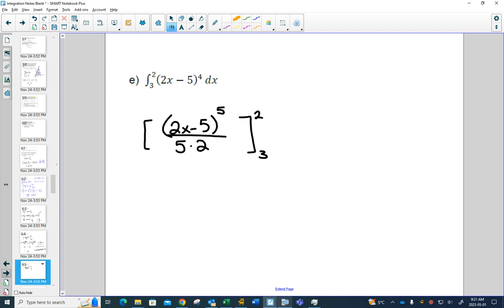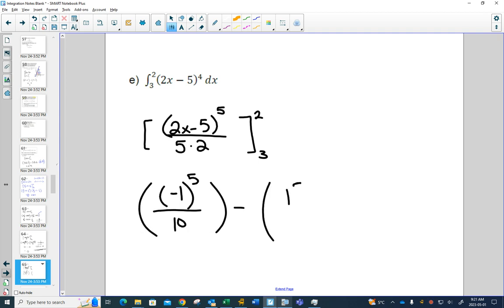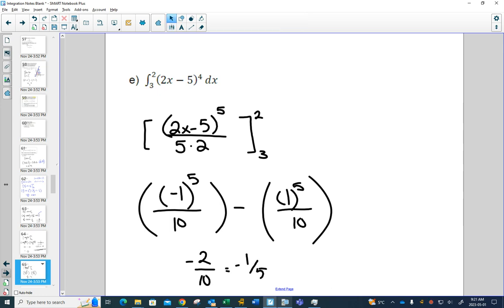I'm going to plug in 2. We get negative 1 to the 5 over 10. Then plug in 3. We get 1 to the 5 over 10. And our result is negative 1/10 minus 1/10, which is negative 2/10, or negative 1/5.